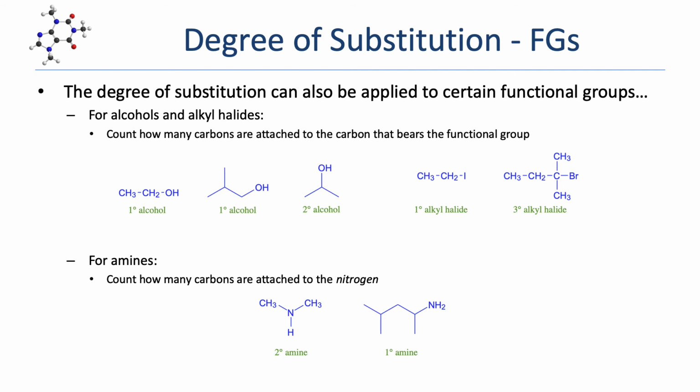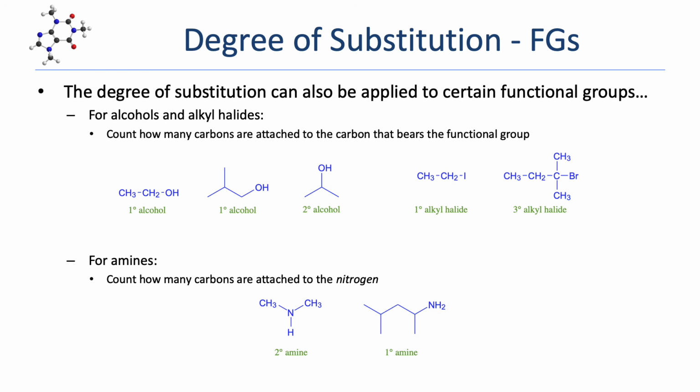The last alcohol example is a secondary alcohol. You can see that the carbon that is bonded to the OH goes on to be bonded to 2 carbons, therefore it is secondary, so we call it a secondary alcohol. The same thing can be done for alkyl halides. This first alkyl halide is a primary alkyl halide because the carbon that bears the halogen is also bonded to only 1 carbon, and that means primary. The second example would be a tertiary alkyl halide because, again, the carbon that is bonded to the halogen is bonded to 3 carbons, and that means tertiary. So it's a tertiary alkyl halide.